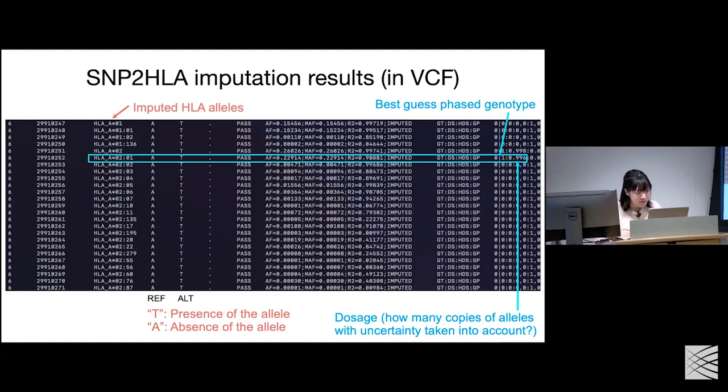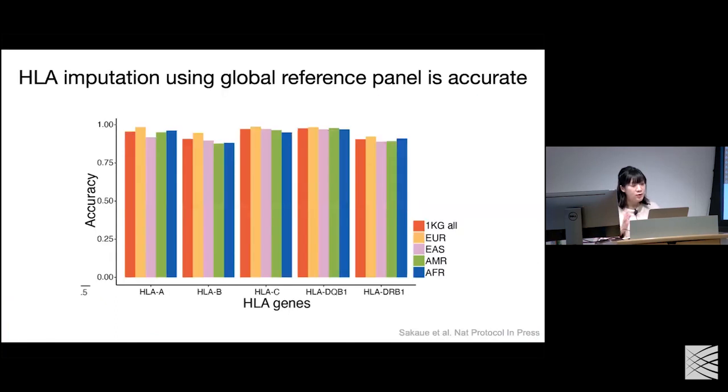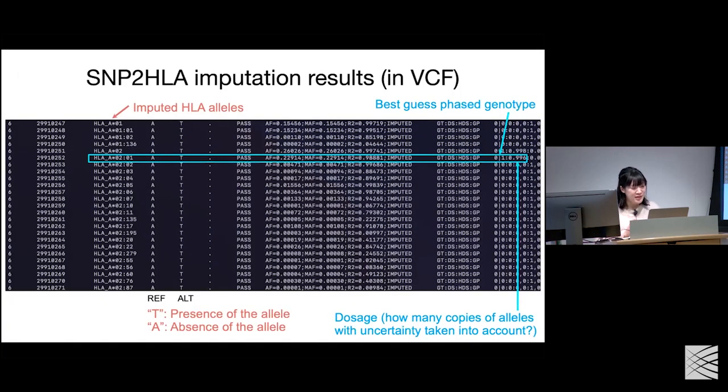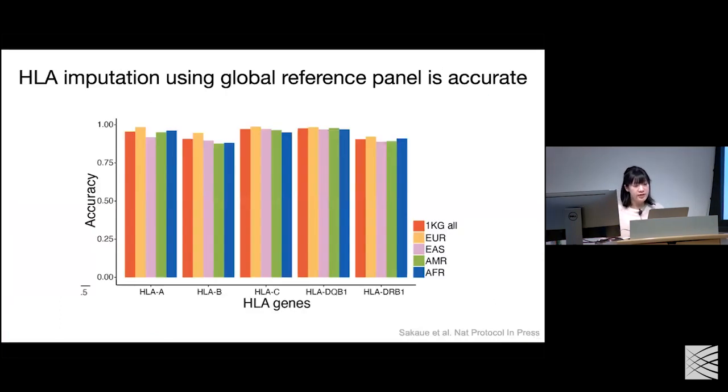On the right side of the column, we have this number 0.996, which is the dosage of this allele, which indicates how many copies of the allele this individual has, with uncertainty taken into account. So this is most likely to be one copy, but there is a small probability of not having one copy. This is why we have a float number at this dosage position. And we already confirmed the high accuracy of the HLA imputation without using 1000 Genomes Project samples across all ancestries.